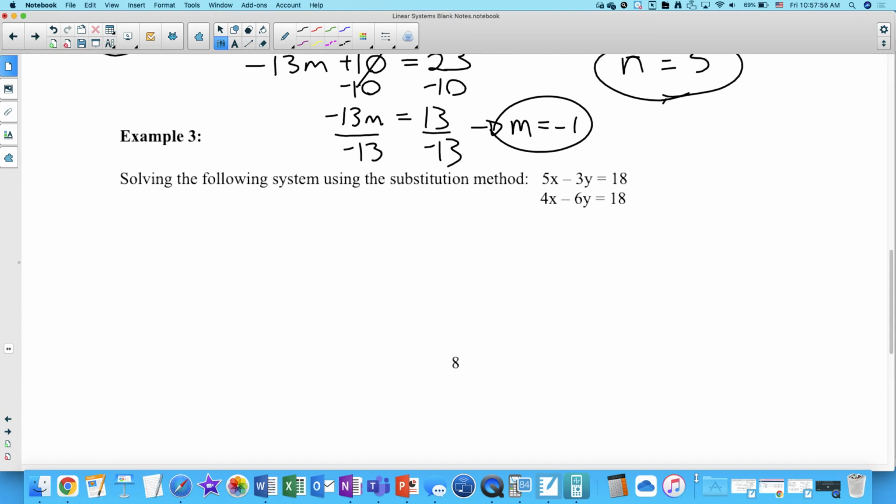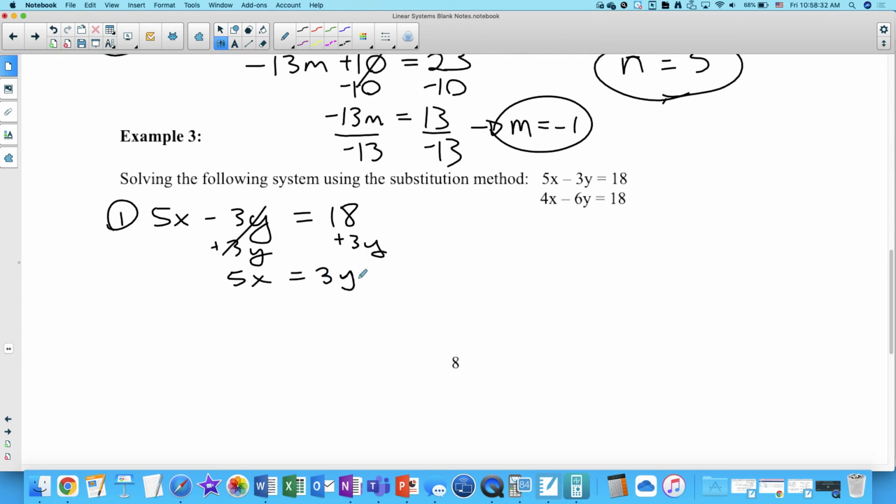So in step 1, 5x minus 3y equals 18. So for isolating x, we first have to move the 3y over. So we'll add 3y to both sides, right? And we have 5x equals 3y plus 18. And then we can divide everything by 5.